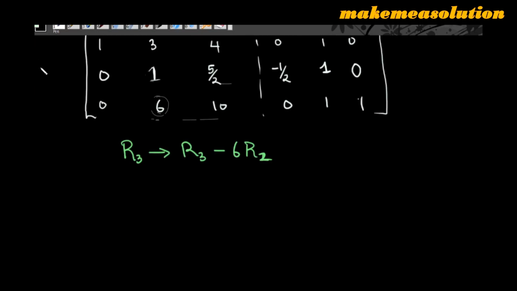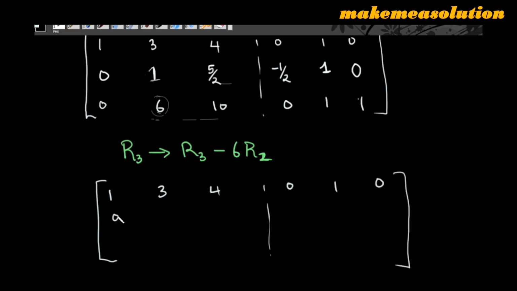So we're going to have, as it stands, row 1 and 2 will remain as they are, 1 3 4, and you now have 0 1 0, and you now have 0 1, 5 over 2, -1 over 2, 1 0. Before I write this 0, row 3 minus 6 row 2, so you have 0 minus 6 times 0, which is 0. You now have 6 minus 6 times 1, which is 6 minus 6, which is 0. So you now have 10 minus 6 times 5 over 2.